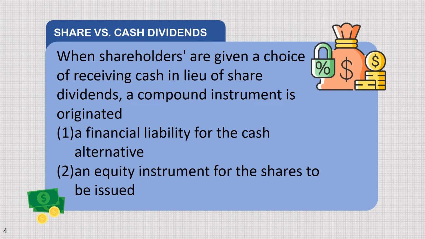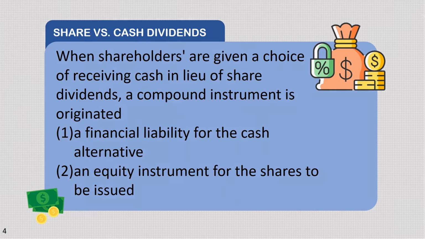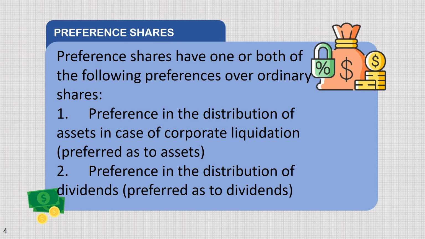Choice between share and cash dividends. When shareholders are given a choice of receiving cash in lieu of share dividends, a compound instrument is originated. First is a financial liability for the cash alternative, and second is an equity instrument for the shares to be issued. The entity estimates the dividends payable by considering both the fair value of each alternative and the associated probability of shareholders selecting each alternative. The entity then applies the accounting procedures for cash dividends and share dividends separately to each of those alternatives. So, we'll head on to preference shares.